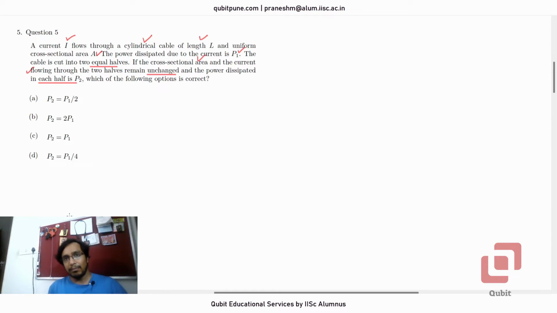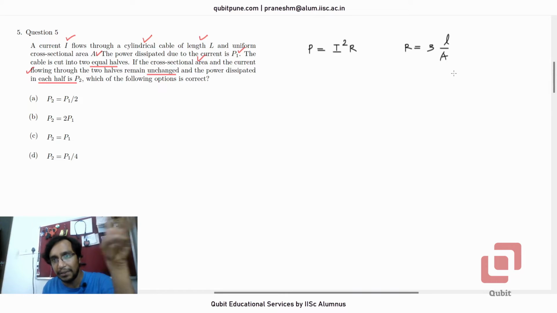To solve this problem, we will require two formulae. The first formula in usual notations is P is equal to I squared R. Power is equal to square of the current into resistance. The second formula is R equal to rho L upon A, where rho is resistivity, L is the length of the conductor, and A is the cross-sectional area of the conductor. Combining the two formulae, we can say P is equal to I squared into rho into L upon A.